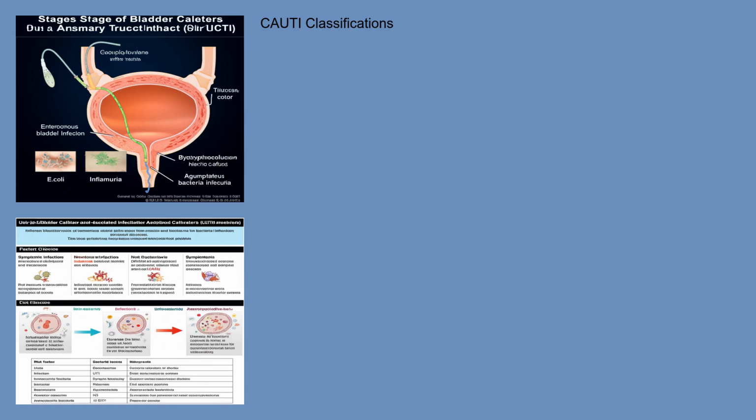While there aren't specific types of CAUTIs in the traditional sense, they can be classified based on their severity, such as uncomplicated versus complicated infections, or based on the specific bacteria causing the infection. Asymptomatic bacteriuria, where bacteria are present in the urine but causing no symptoms, is another important classification that guides treatment decisions. Knowing the specific bacteria causing the infection can also inform the best antibiotic choice.